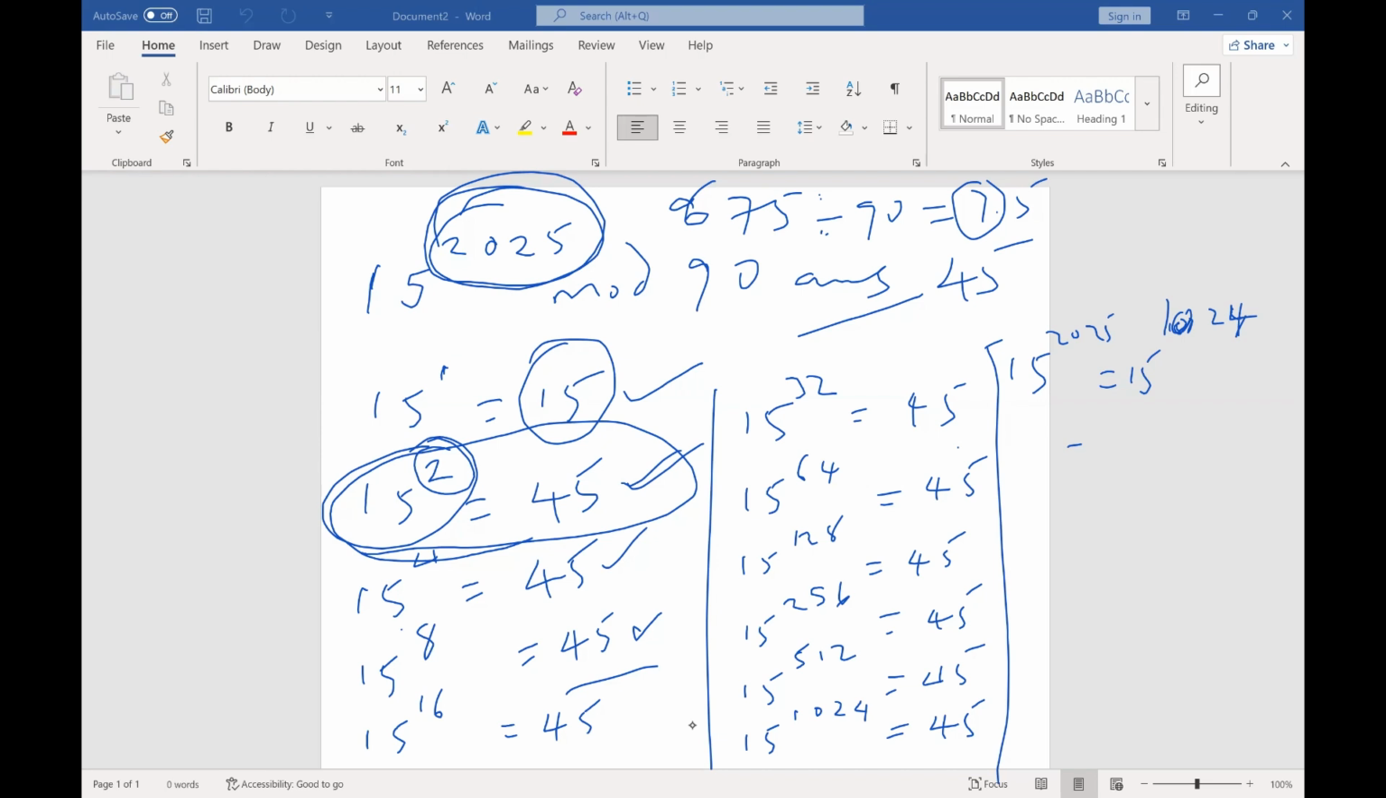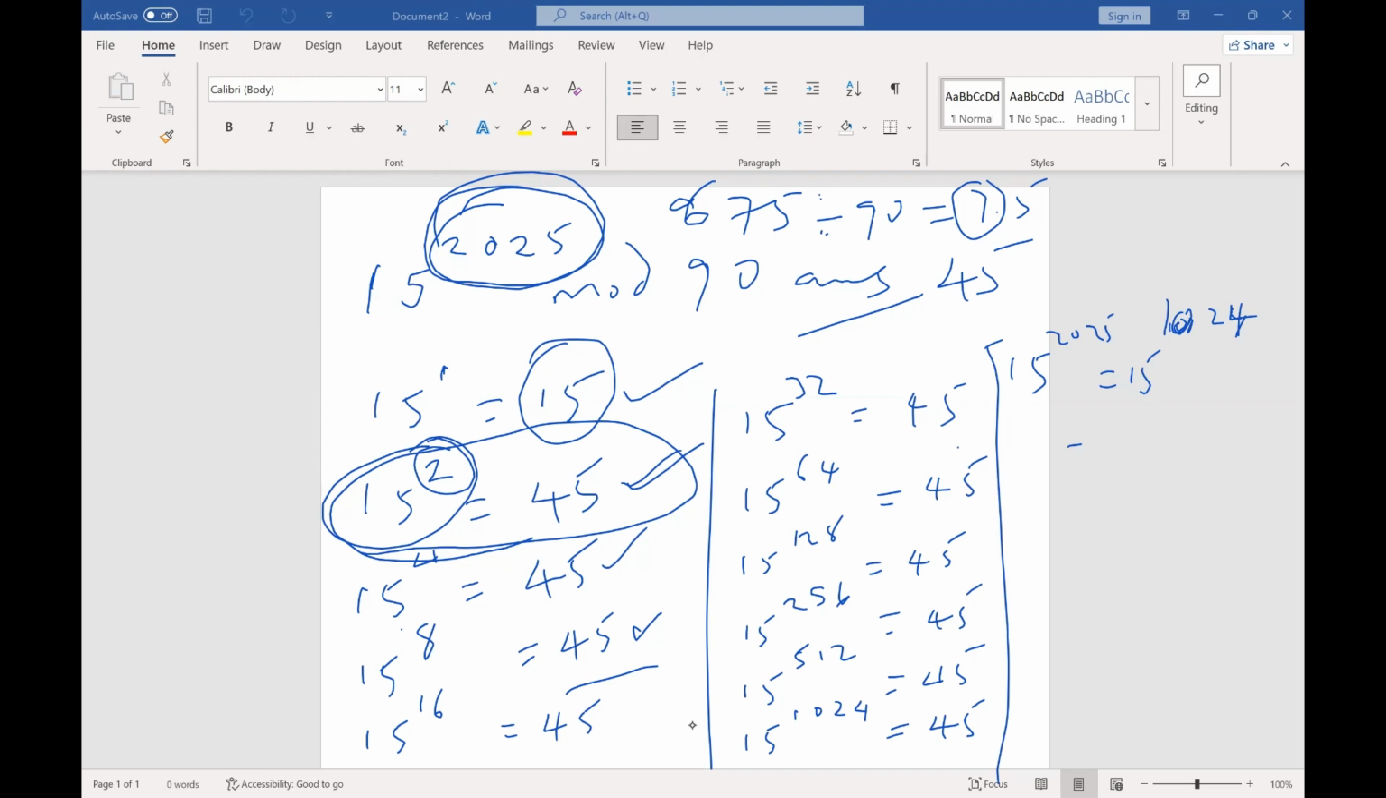Just subtract with your calculator. We have 2025 minus 1024. The remainder is 1001. Do we have such a power? We don't have, is that okay?